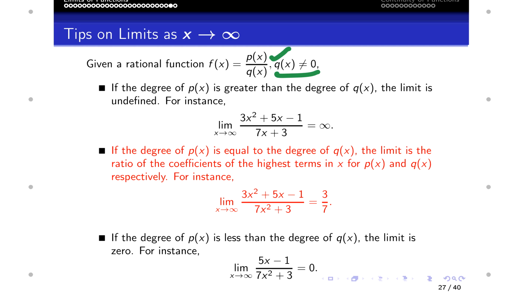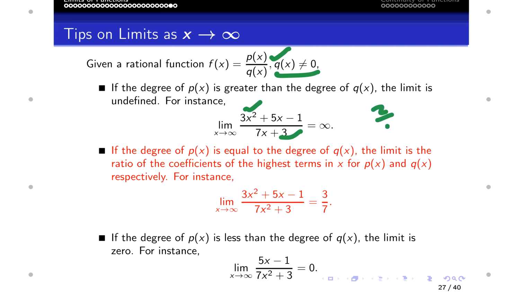So like you can see, if the degree of p of x, the numerator, is greater than the degree of the denominator. Degree means the highest power of x. So the highest power of x here is 2 for the numerator, and for the denominator is 1. So in this case, you should know that the answer is going to be undefined.